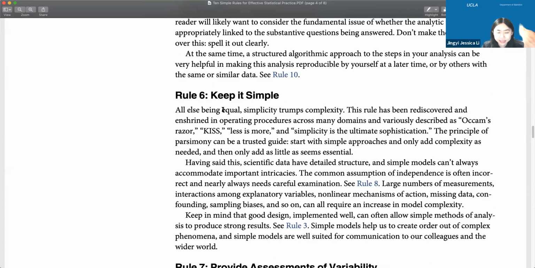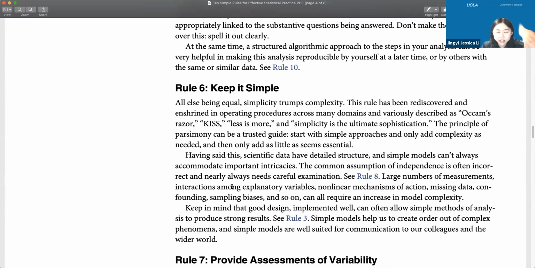Rule 6, keep it simple. This is related to what I just said. And there's a more fancy name called Occam's razor. It means that if we have several models that give us similar results, we always prefer the simplest model. So that's what keep it simple means.